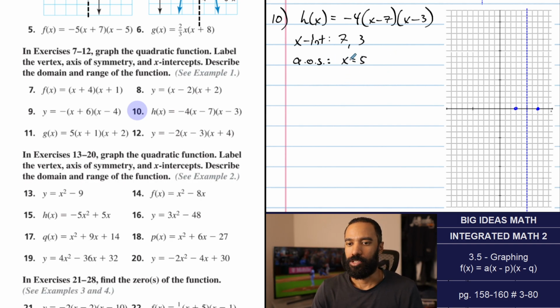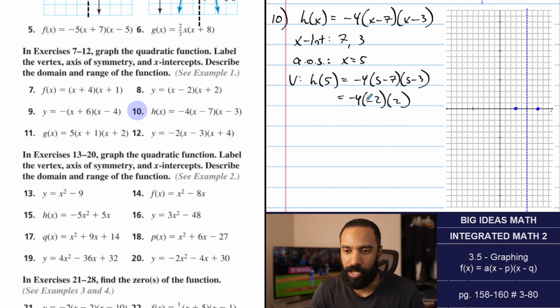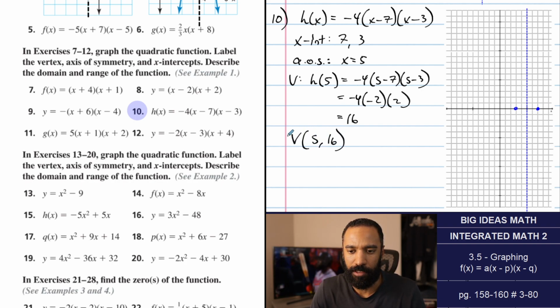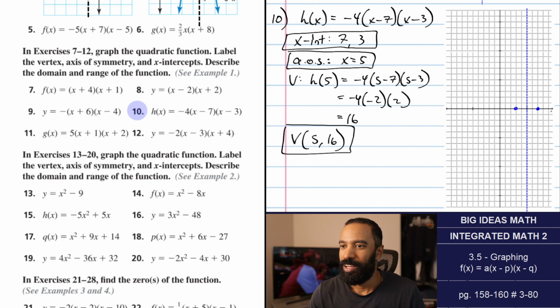Okay, so there's labeling. For the vertex y value, h of 5, we're going to substitute 5 in and get -4 times (5 minus 7) times (5 minus 3). So that's -4 times -2 times +2. That's -4 times -4, which is 16. So your vertex is at (5, 16), which I can fit on my graph. So I'm going to box those. So that's my labeling. I hope that's okay.